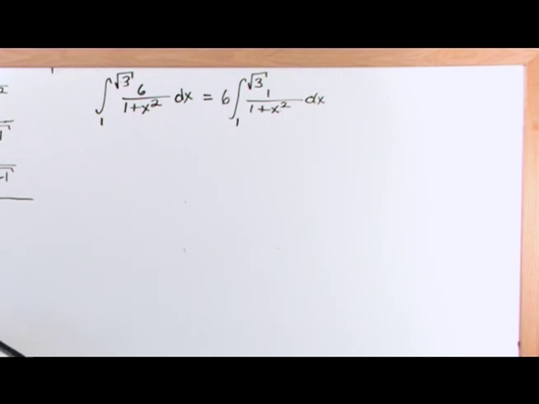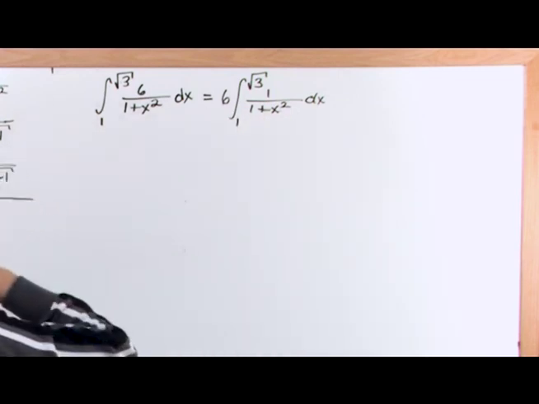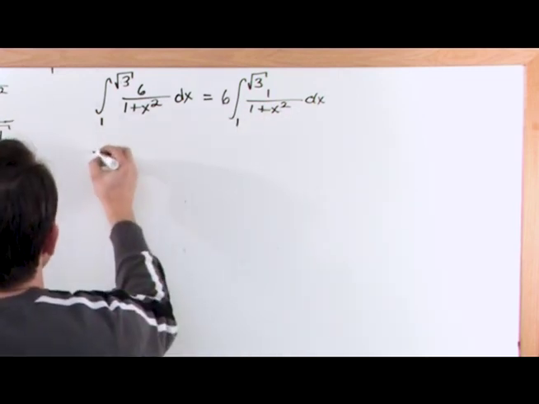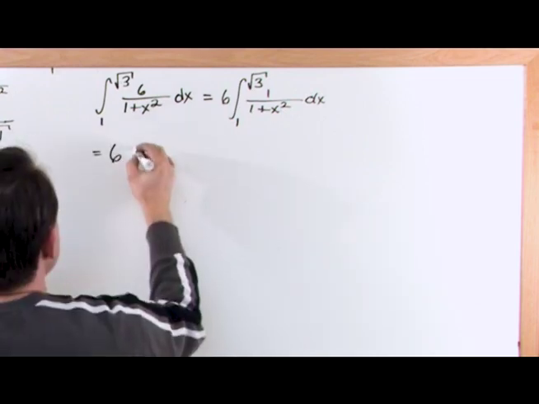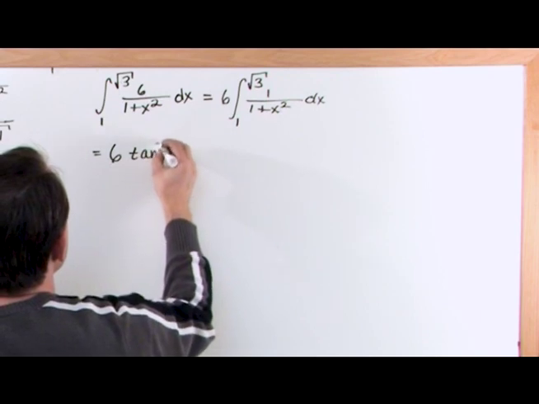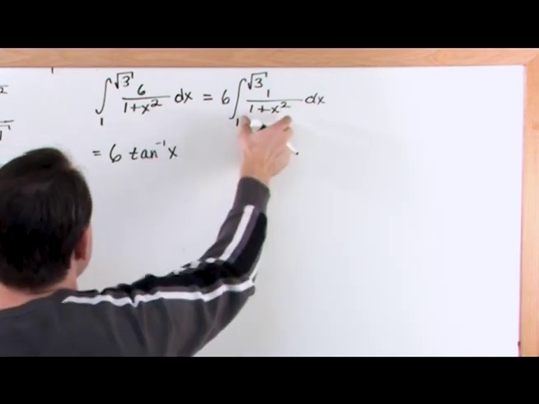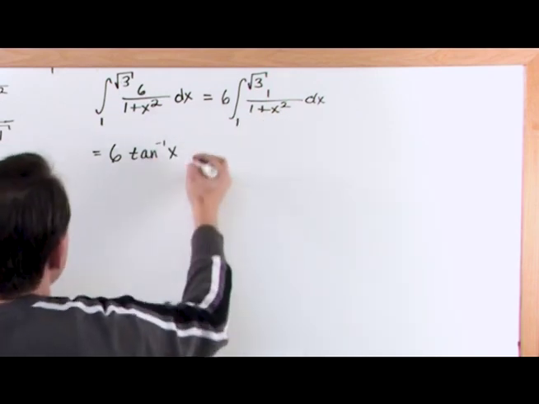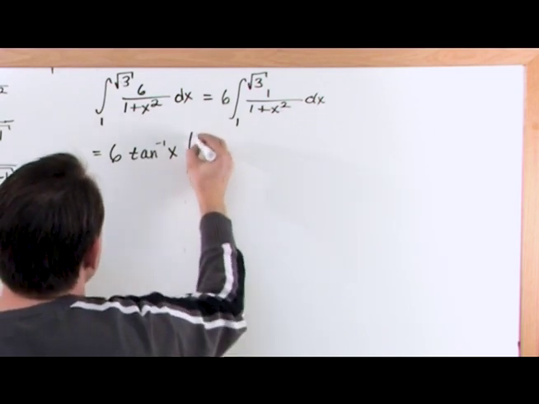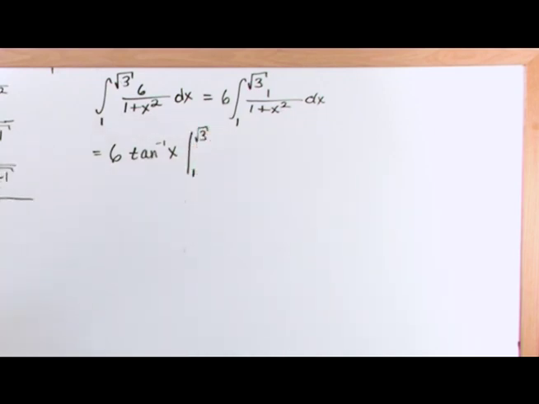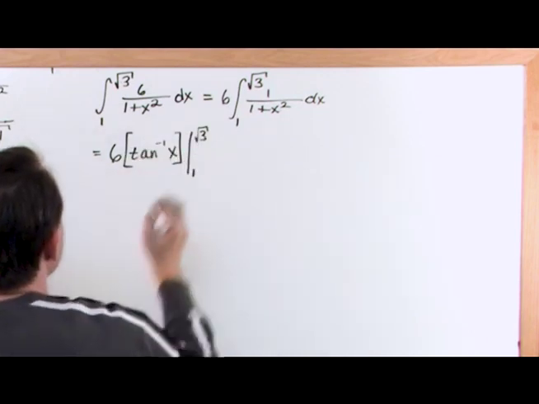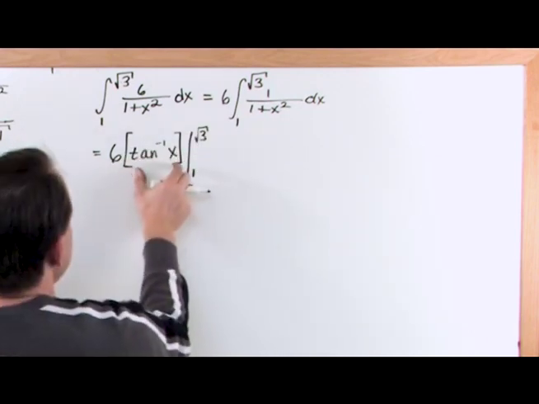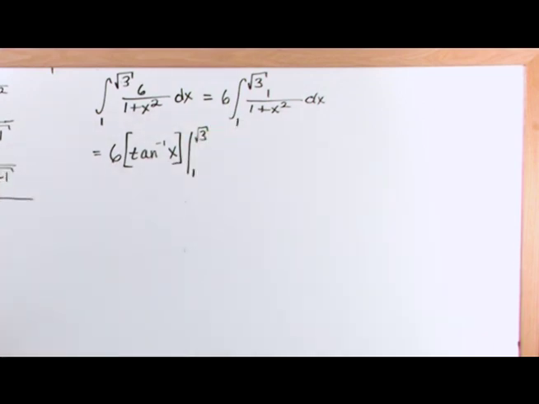Okay, and now we have the inside exactly the same as what we have over here, so we know that this is going to equal 6, okay, times the inverse tangent function of x, because that's exactly what this is equal to if you look over there, and you're evaluating this from 1 to square root of 3. 6 times the inverse tangent function, and I can just put little brackets around here if you want to make it clear. 6 times the inverse tangent function evaluated from 1 to square root of 3.